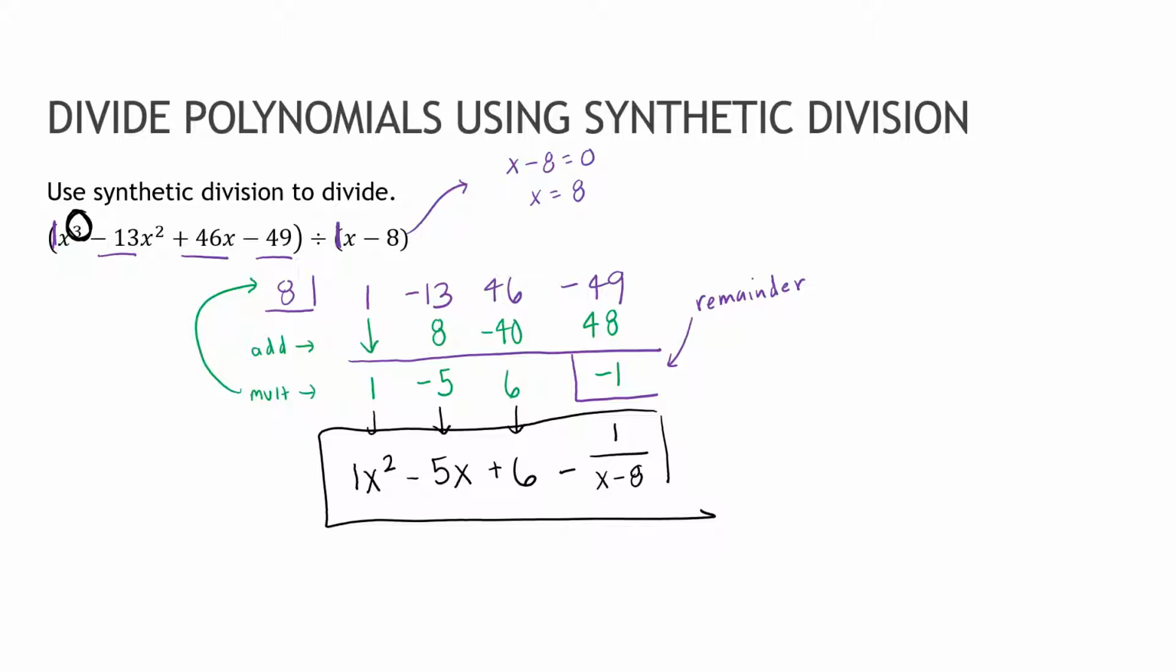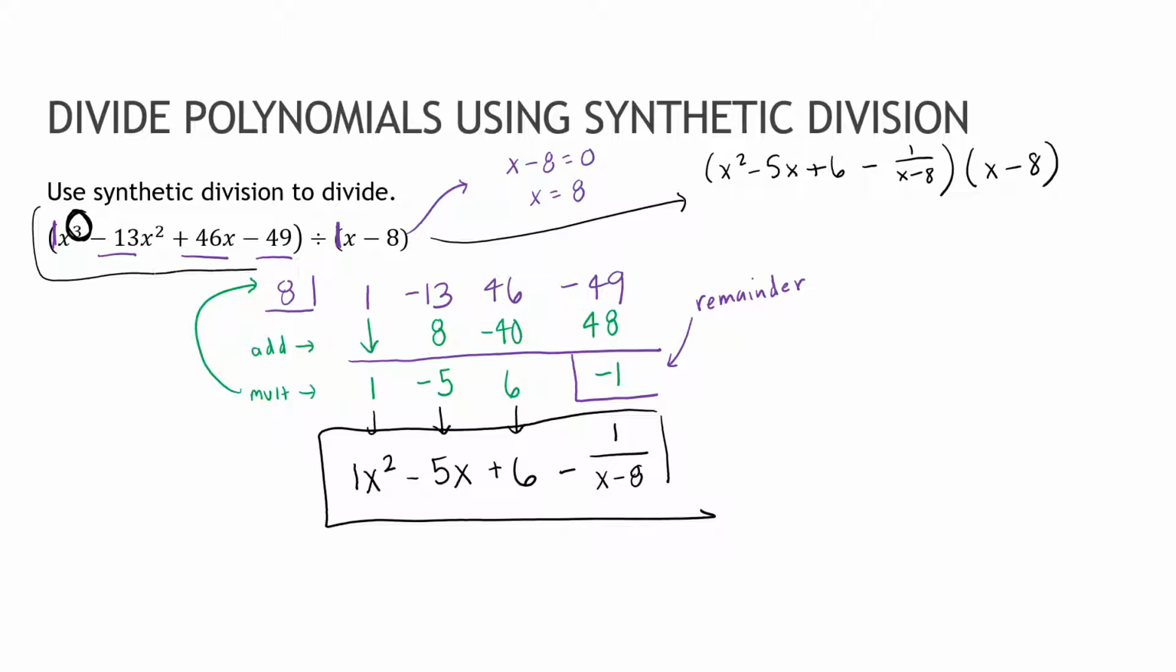And essentially what I've done is I've said this guy can be rewritten as x squared minus 5x plus 6 minus 1 over x minus 8, times x minus 8. Because if I multiplied that back out, which of course I wouldn't want to do, I would end up back here where I started.